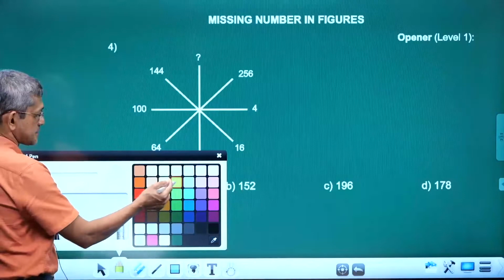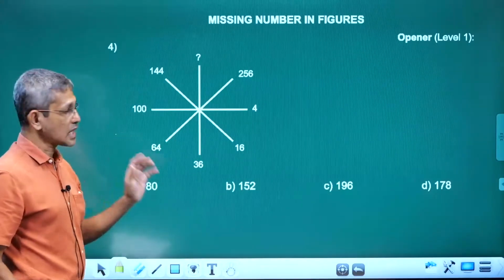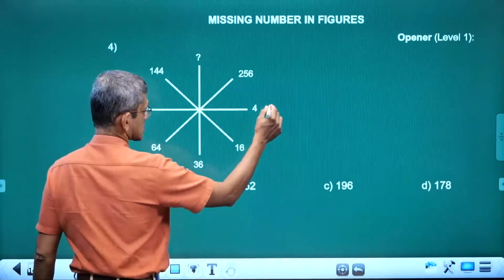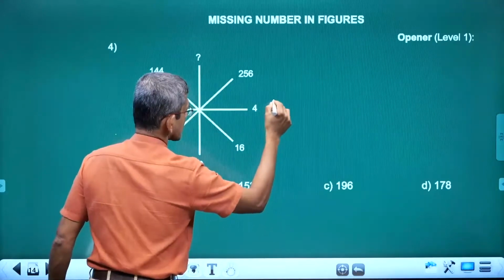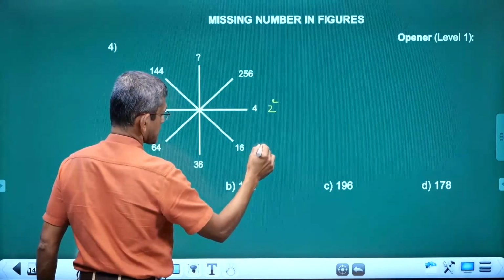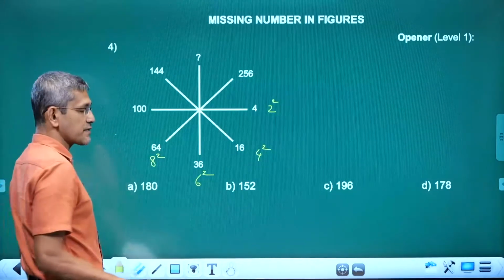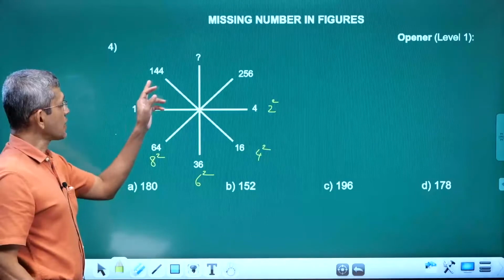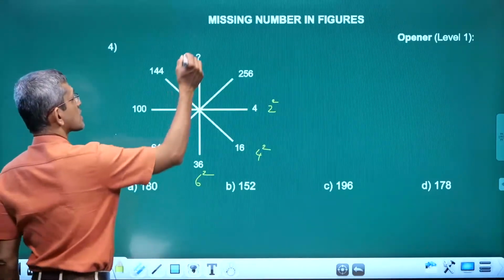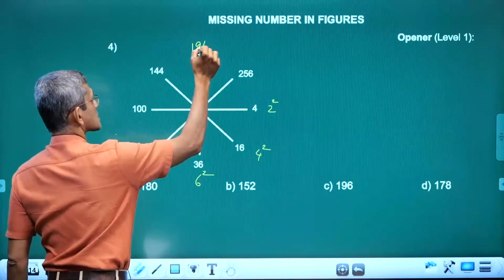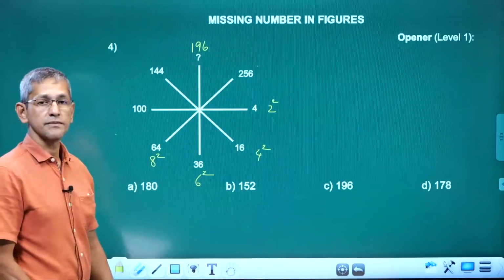What kind of pattern? We have 4, 16, 36. Of course, at a glance, 4 is what? 2 square, right? So we can take it as 2 square. And this is 4 square. And 36, 6 square, 8 square. These are the squares of even numbers. Now we have 10 square, 12 square, and what is it? 14 square. 14 square is what? 196, and this one 16 square. So the answer 196. Answer choice C.